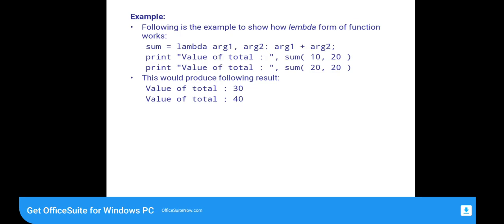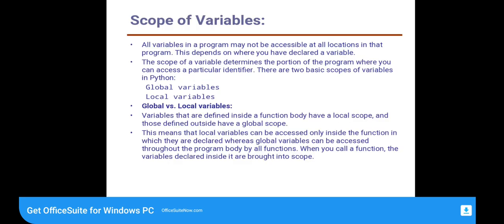So this is the syntax: lambda, argument 1, argument 2, up to argument n, colon and expression. An example to show how the lambda form of function works: sum is equal to lambda argument 1, argument 2, colon argument 1 plus argument 2. So the print value of total, the sum value, will be displayed on the screen.